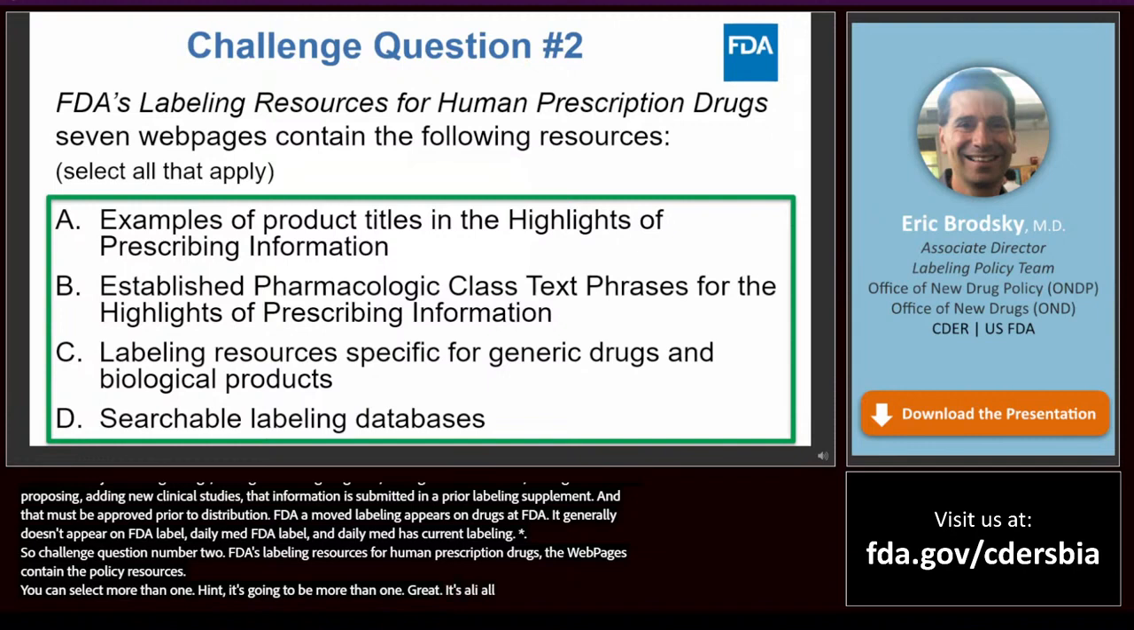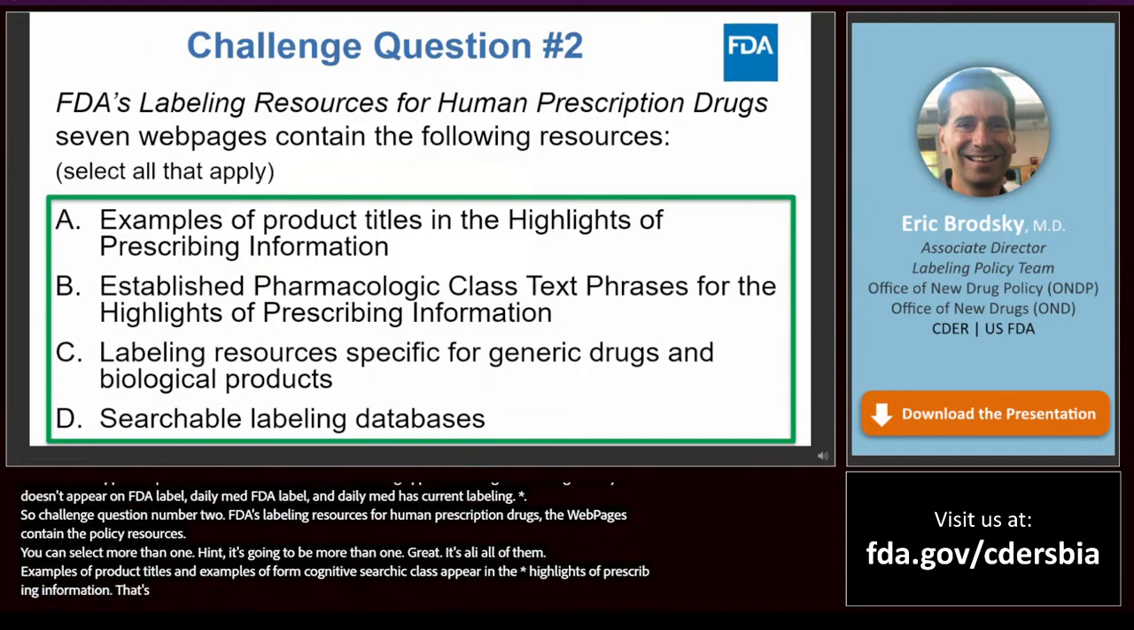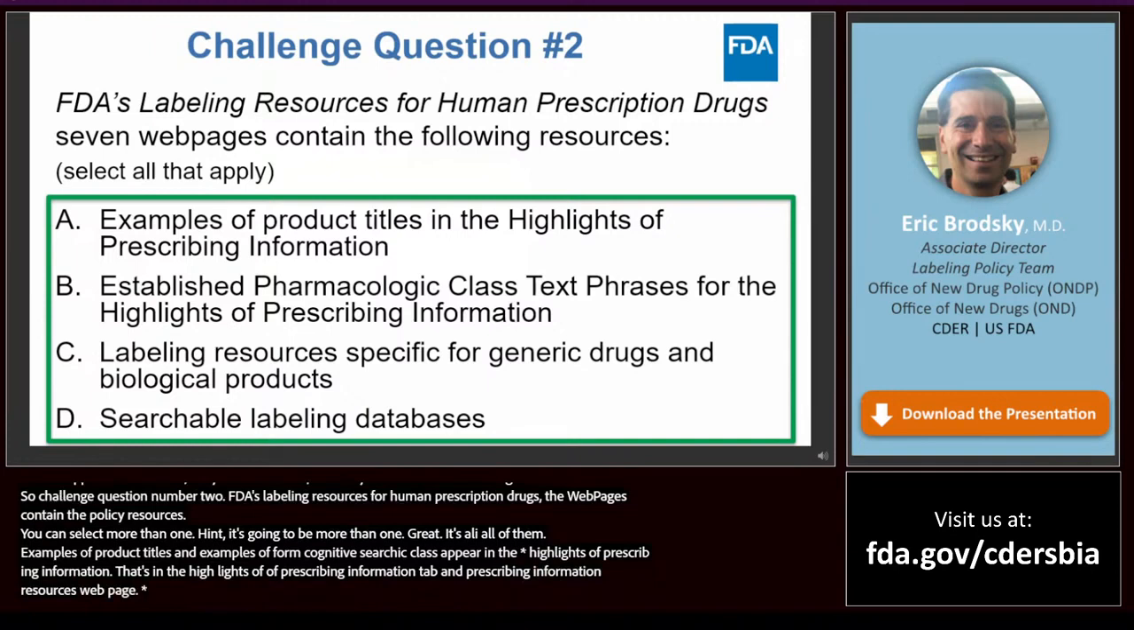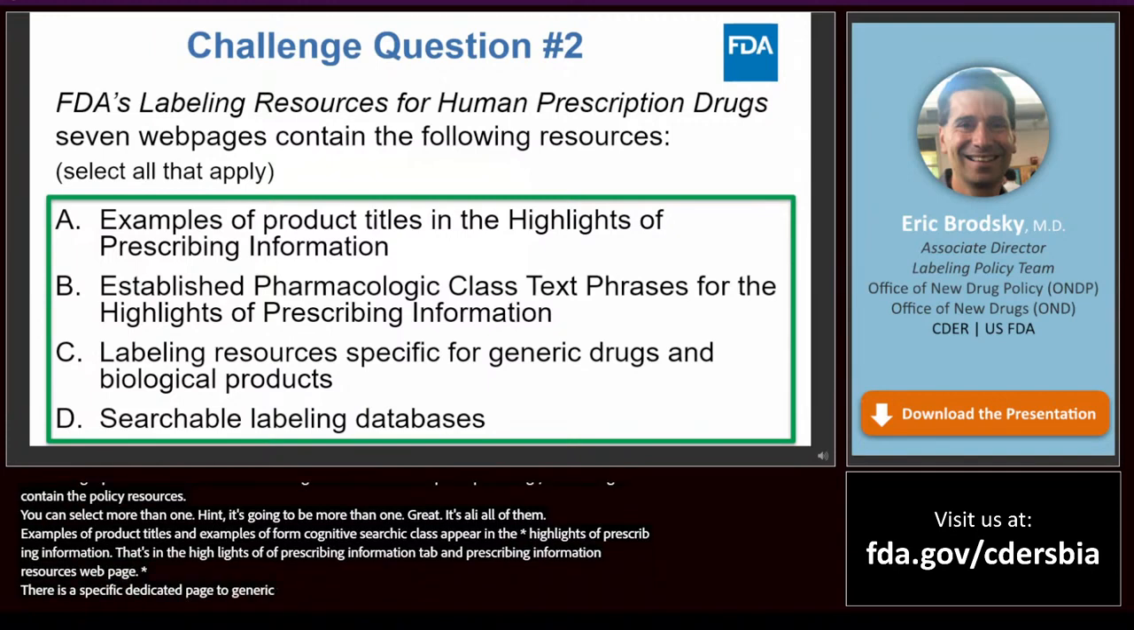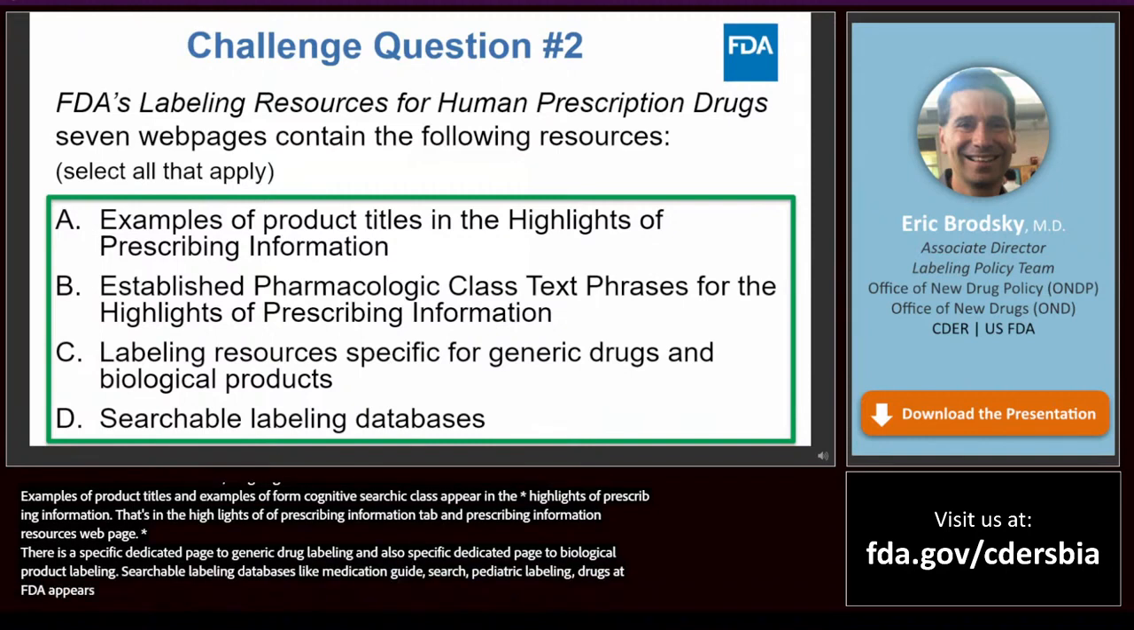So examples of product titles and examples of established pharmacological class phrases that appear in the highlights of prescribing information, that's under the highlights and prescribing information tab on the prescribing information resources webpage. There's a specific dedicated page to generic drug labeling, and there's also a specific dedicated page to biological product labeling. Searchable labeling databases like Medication Guide Search, Pediatric Labeling, Drugs at FDA appears on the main home page, FDA's labeling resources for human prescription drugs.